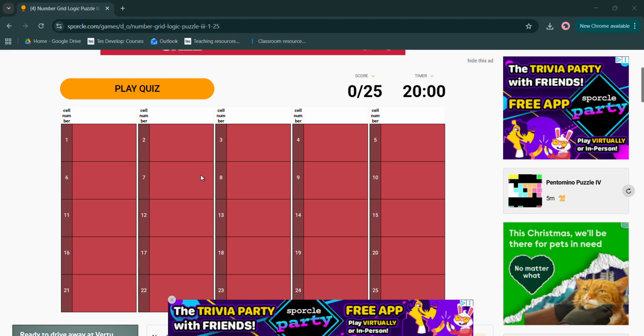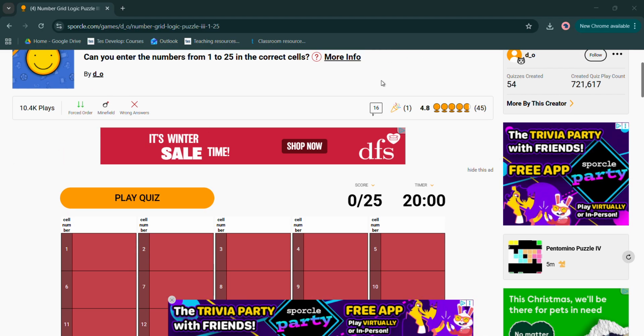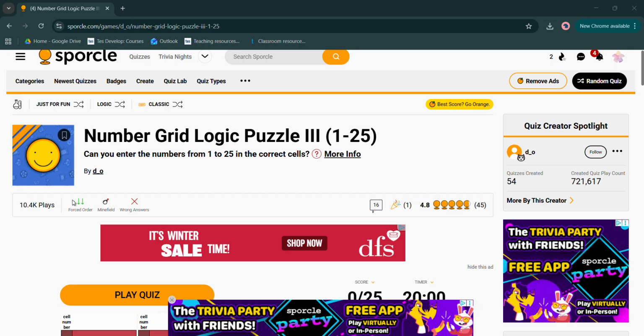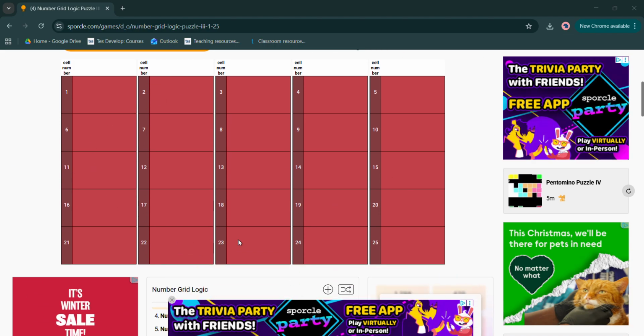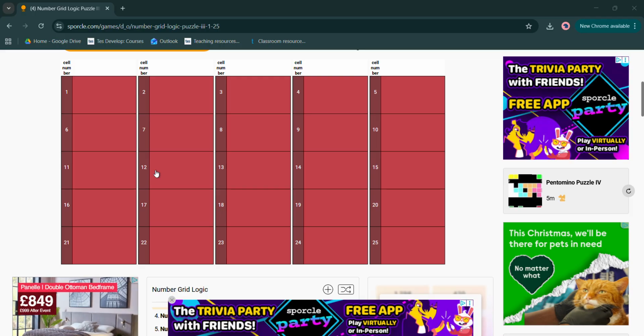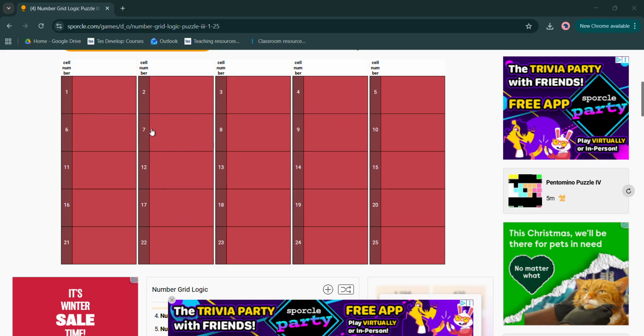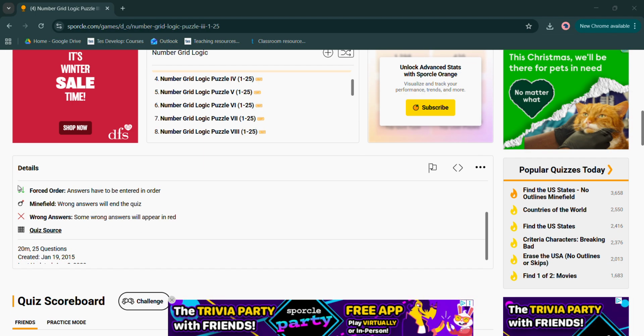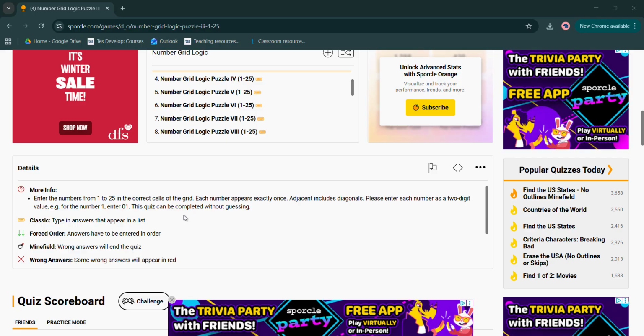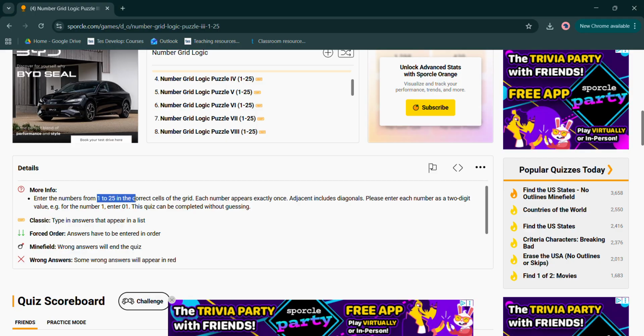So what we have to do in this quiz is put the numbers 1 to 25 in the grid, and there'll be logical clues to do that. So it might say, for instance, prime numbers are only in cells that are even, something like that. So there's some information here to follow, and I'm going to walk us through the logic of each step. We've got to put the numbers 1 to 25 in the correct spots.